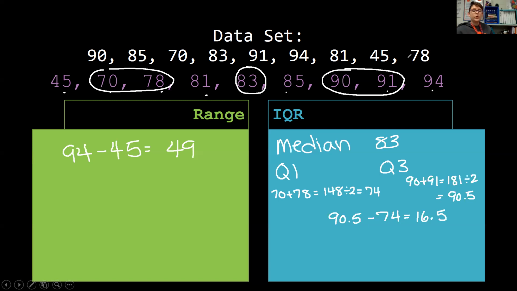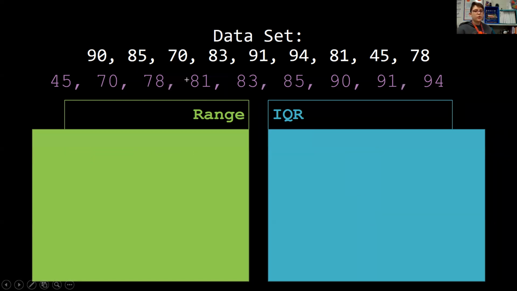Now, I want to make one alteration in this so we can see what's different when we have an even set of numbers. So we're going to throw out this 45. Let's say the student got to drop their lowest test grade. So we can see what happens to the range and the IQR. For the range, we're still going to take the largest, 94, and subtract the smallest, which is 70. And that'll give us a range of 24.